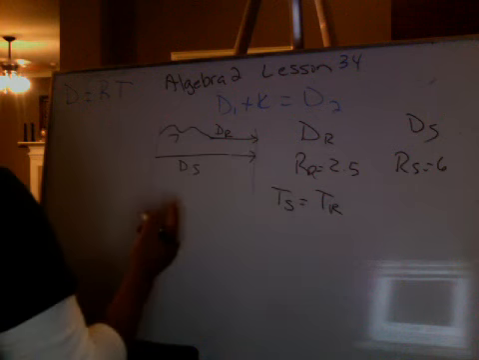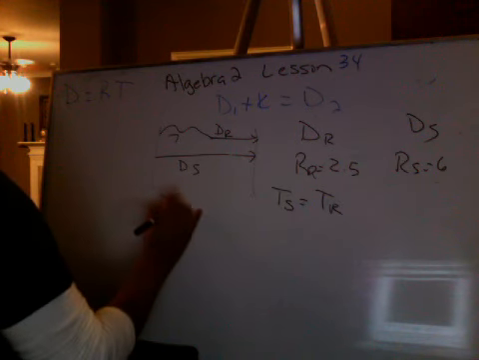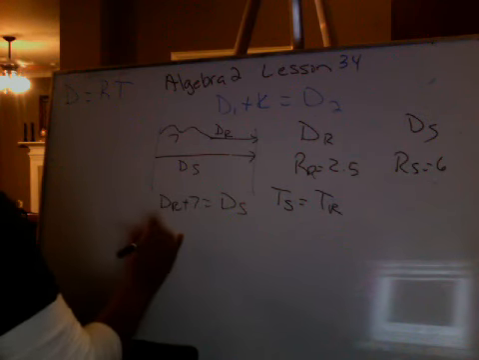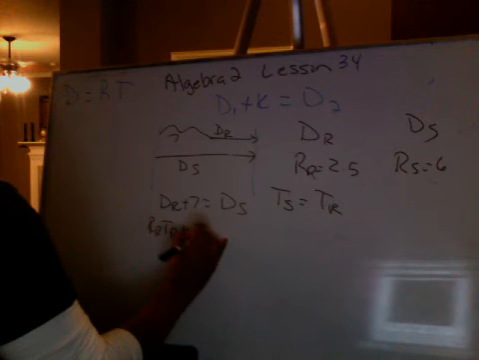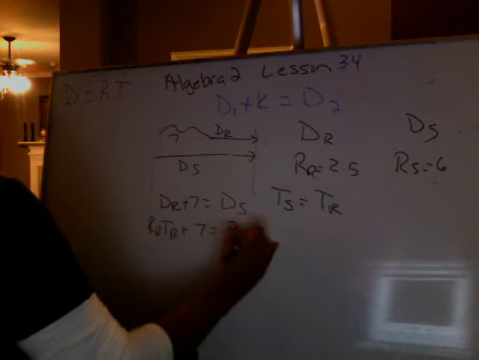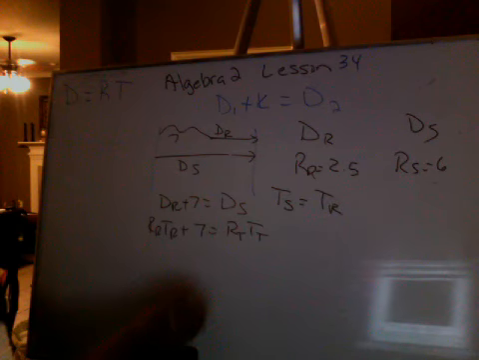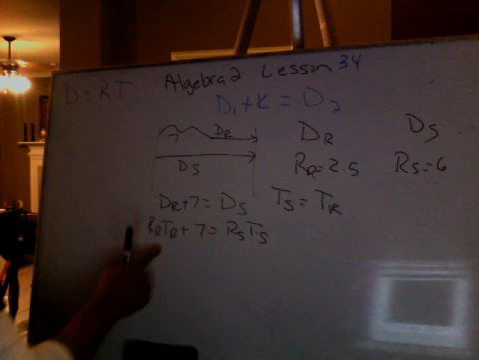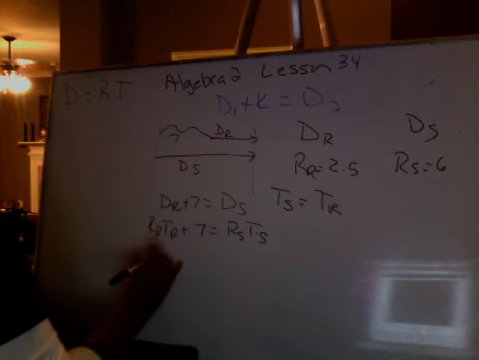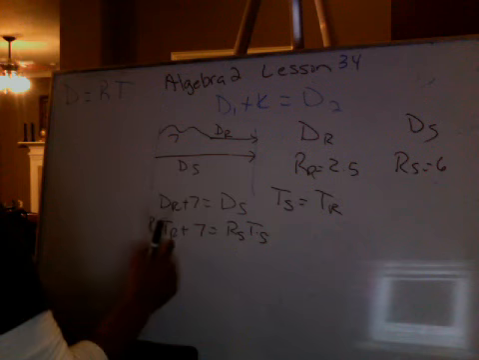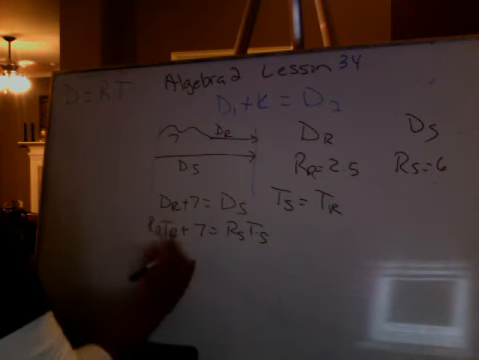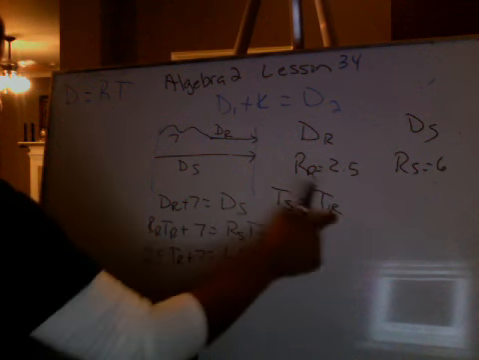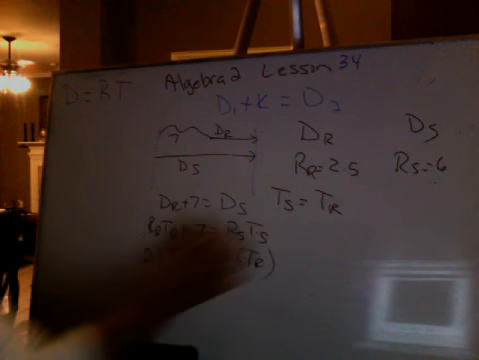So we're going to have D of R plus 7 equals D of S of the sheriff. So we know R of R, T of R plus 7 equals R of S, T of S. Oh, excuse me, S for sheriff. Alright, so do we know the rate of Robin Hood? Yes, it's 2.5. So 2.5 times the time of Robin Hood plus 7 equals the rate of the sheriff, 6, times, I'm going to make this T of R because they're the same.